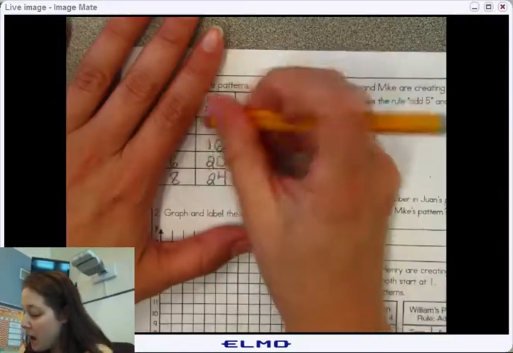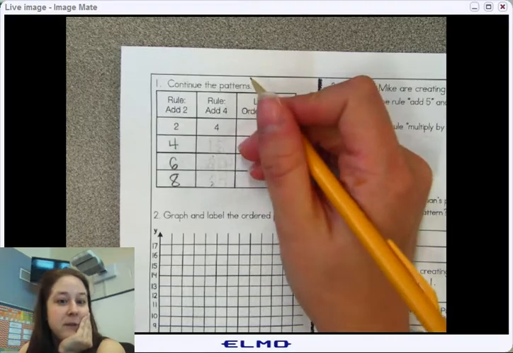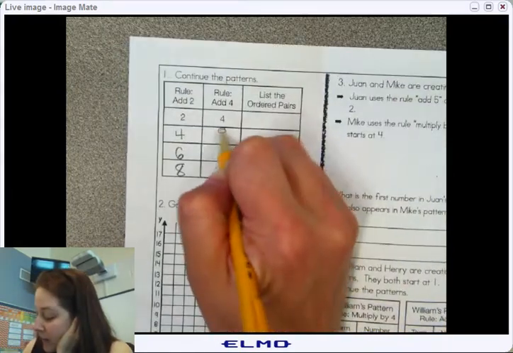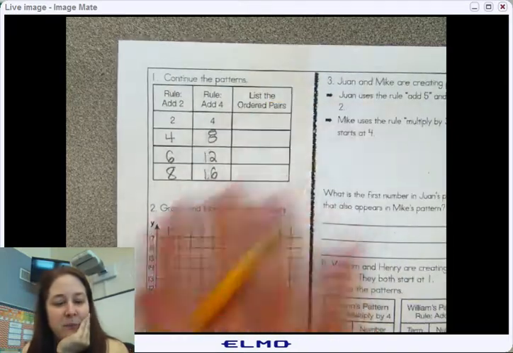Oh, wait, I'm sorry. I'm losing my mind. I'm like, that doesn't look right. I'm timesing it by 4. No wonder it didn't look right. It's 4, 8, 12, 16. I knew something didn't look right.